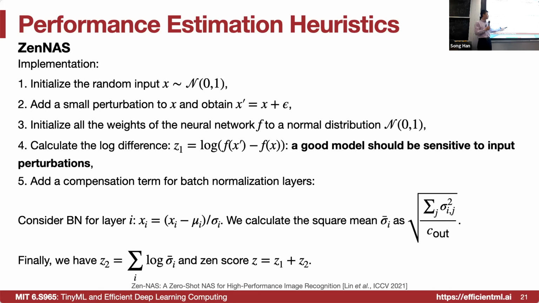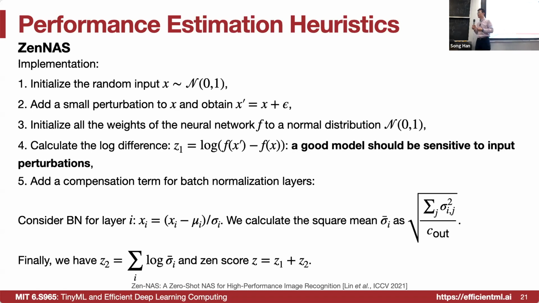So in summary, we have two terms: given a change of the input, observe the change of the output, and also observe the mean of the standard deviation across different channels of the BN layer. In practice, this heuristic works well for classification.